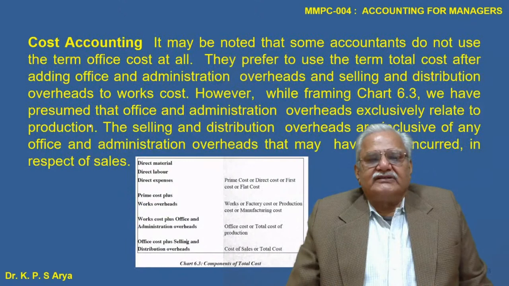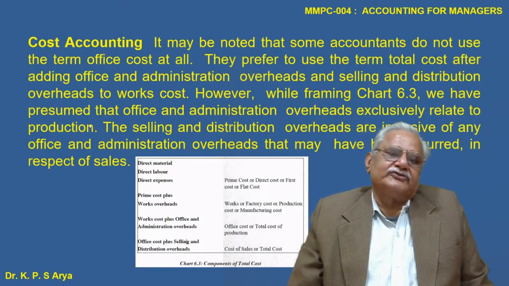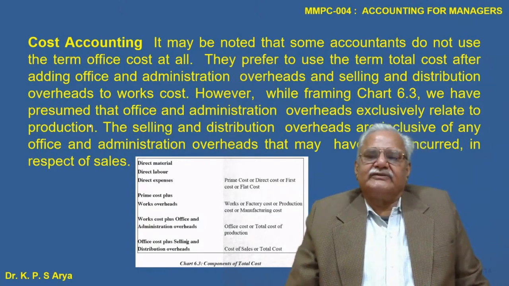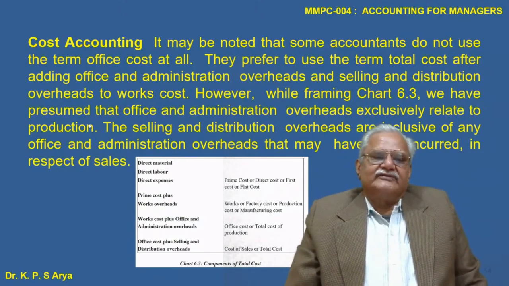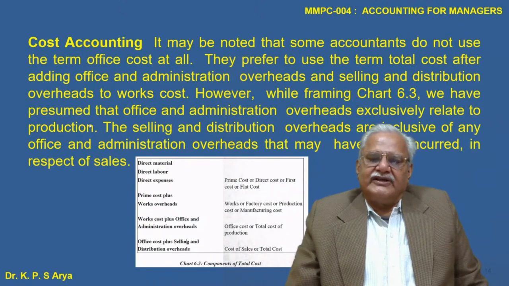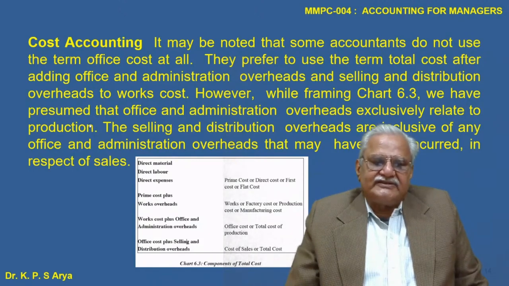In cost accounting, it may be noted that some accountants do not use the term office cost at all. They prefer to use the term total cost after adding office and administrative overheads and selling and distribution expenses. However, while framing this chart, we have presumed that office and administrative overheads exclusively relate to production. The selling and distribution overheads are inclusive of any office and administrative overheads that may be incurred in respect of sales.